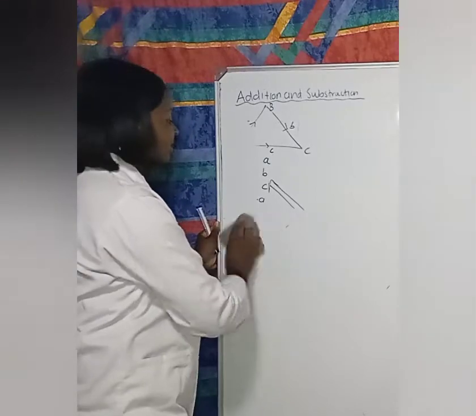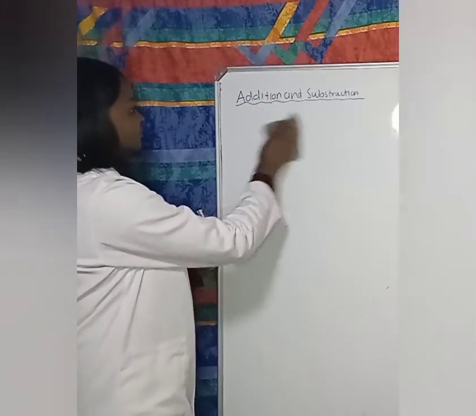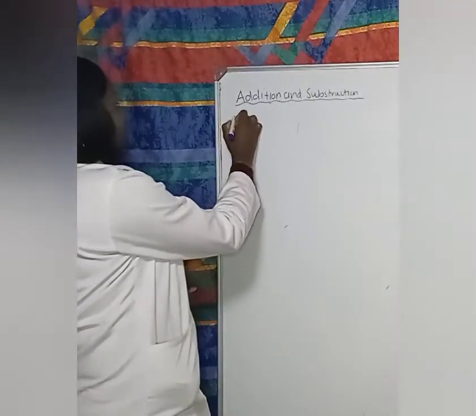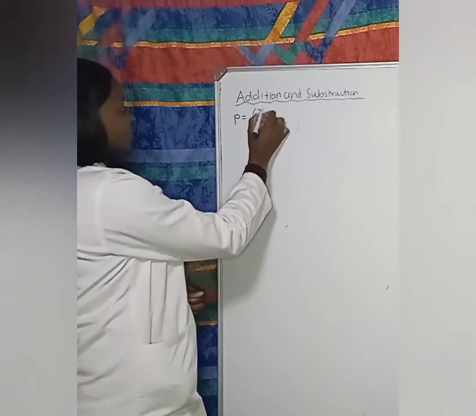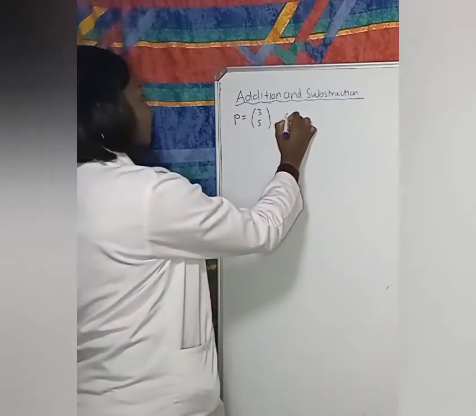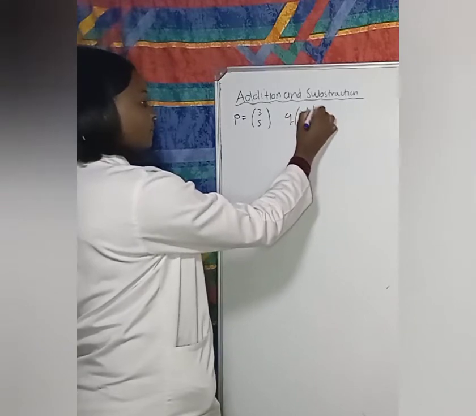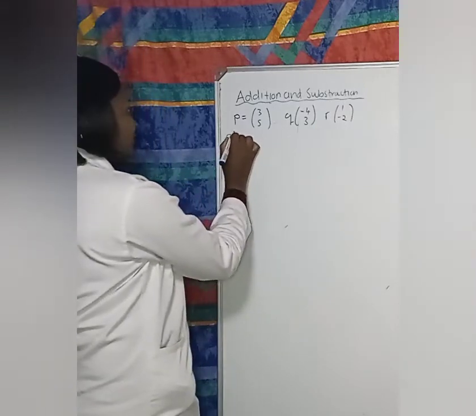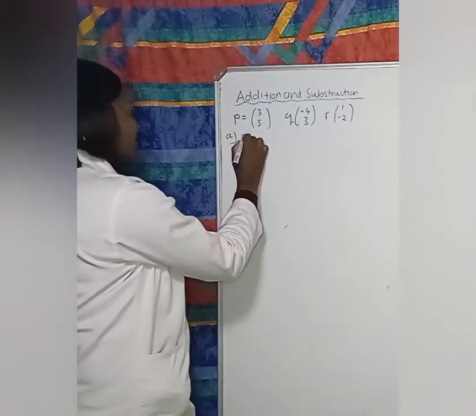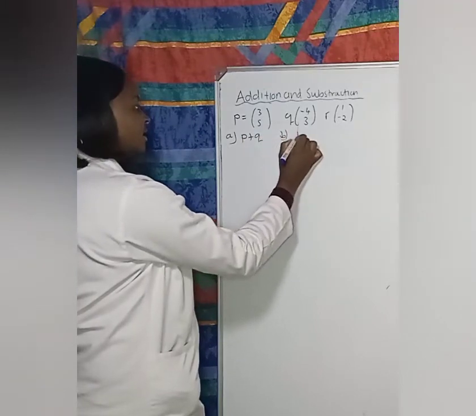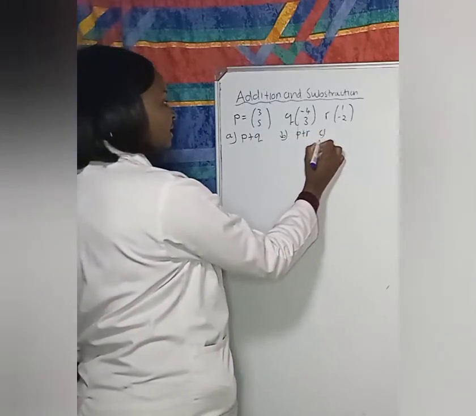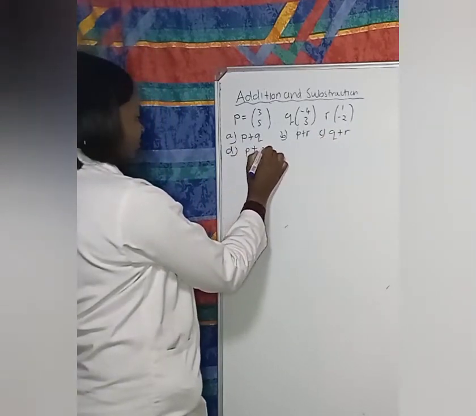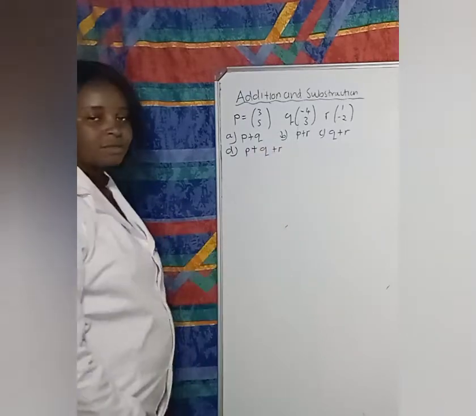I need to create some space. Okay, so we are given a question. They are saying vector P is (3, 5), it's column vectors now. And vector Q is (-4, 3). And vector R is (1, -2). Part A of the question, they said, find P plus Q. Part B, find P plus R. Part C, it's Q plus R. Part D, it's P plus Q plus R. We are adding for these ones, okay?